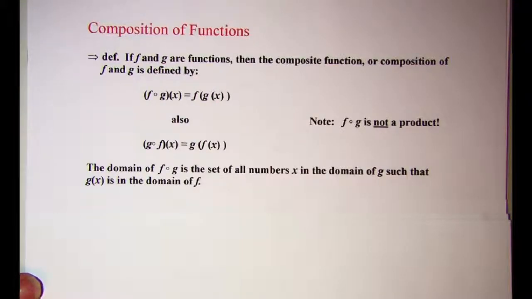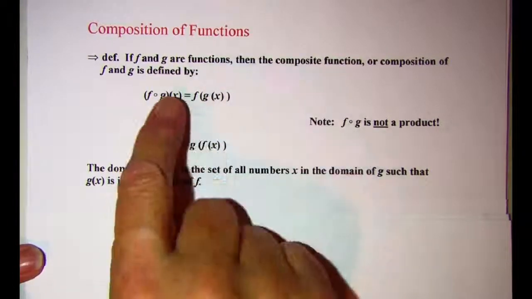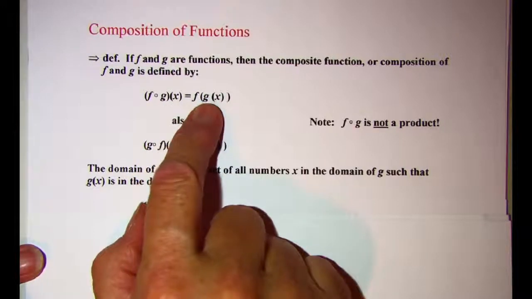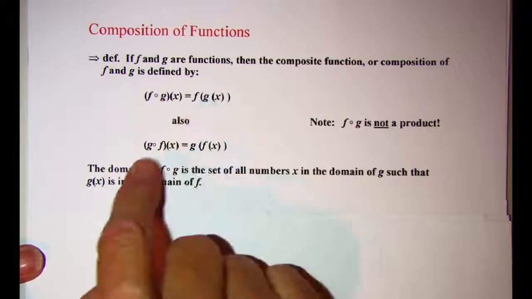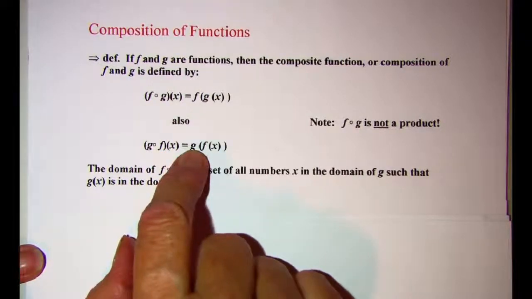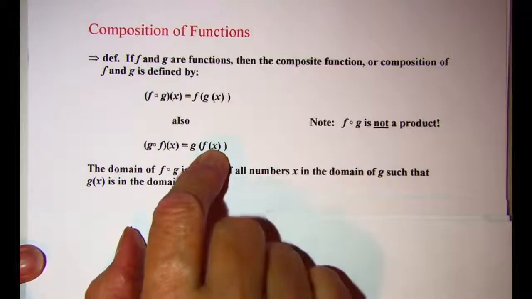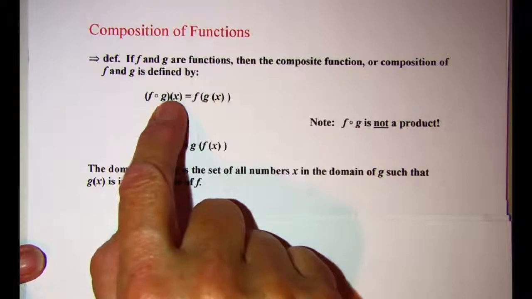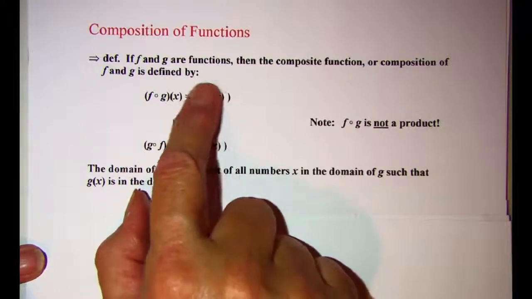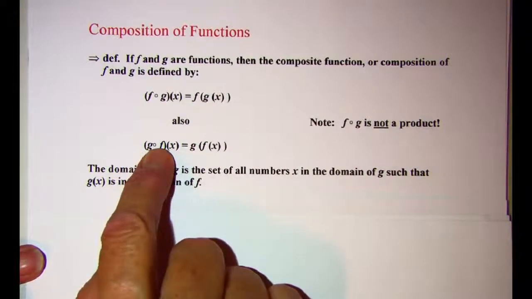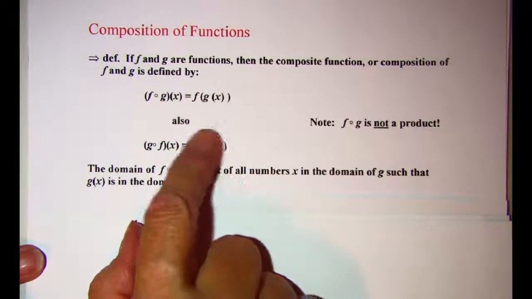In this video, we will be looking at composition of functions. Recall that by definition, f composition g is equal to f of g of x, and g composition f of x is equal to g of f of x. So basically, to find f composition g, you'll be putting your g function into your f function. And to find g composition f, you'll put your f into your g.